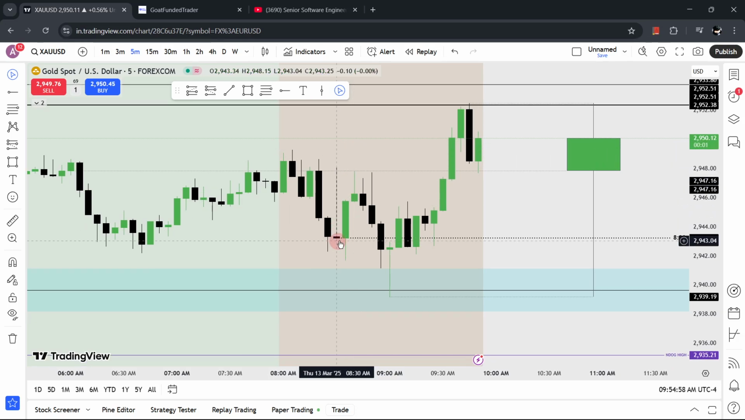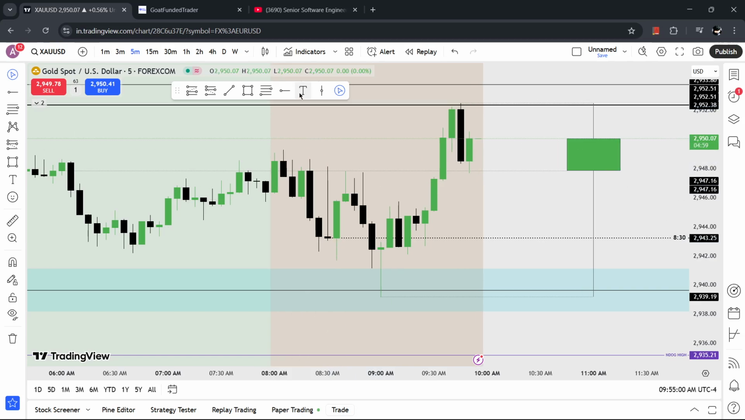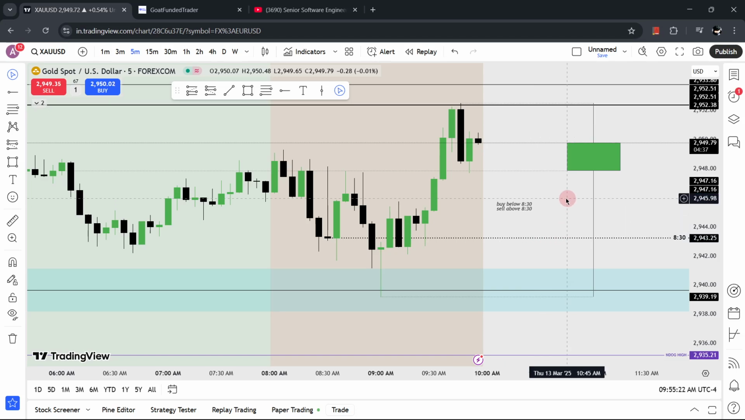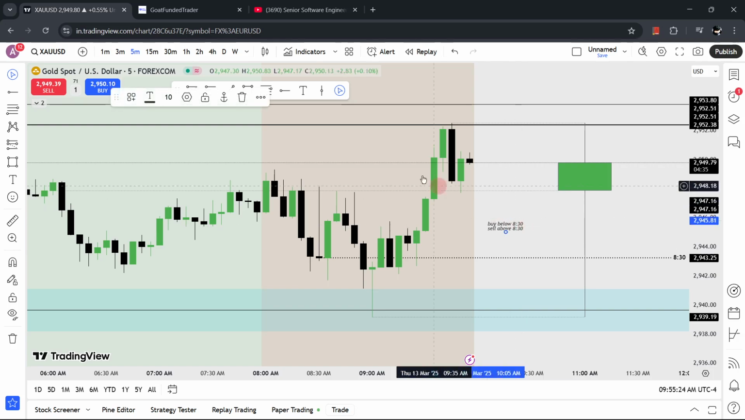Okay, then we have our 830 here, and there is a rule that I always follow: buy below 830 and sell above 830. Okay, this is a common rule that I use.